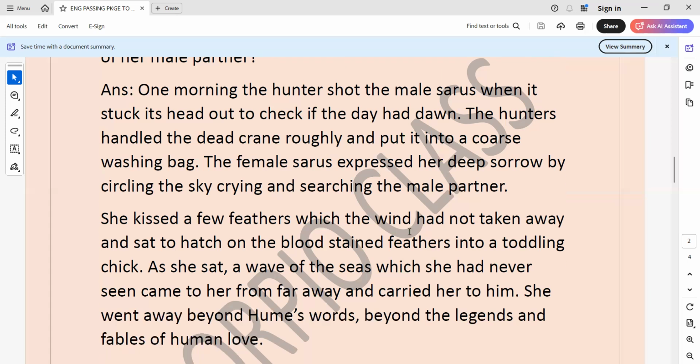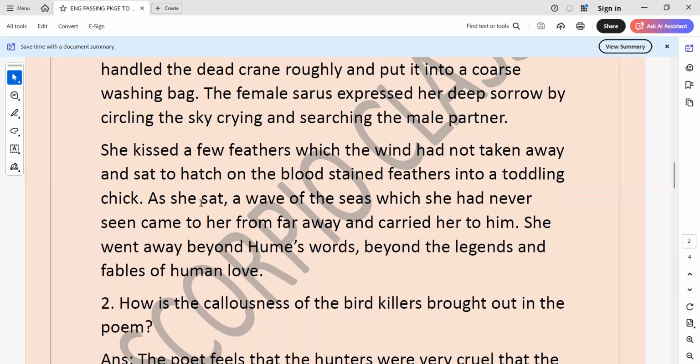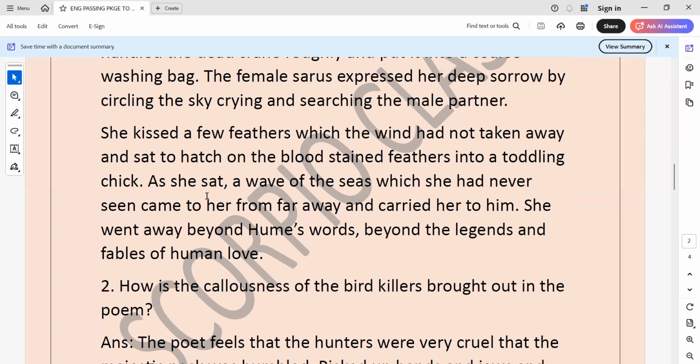the male partner. She kissed a few feathers which the wind had not taken away and sat to hatch the blood-stained feathers into a toddling chick. As she sat, a wave of the seas which she had never seen came to her from far away and carried her to him. She went away beyond Hume's words, beyond the legends and fables of human love.